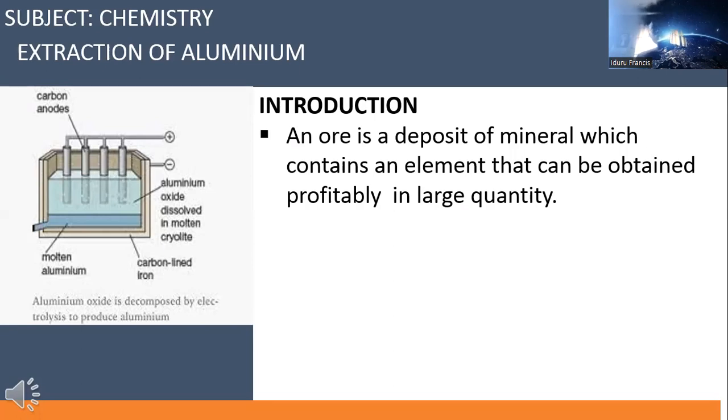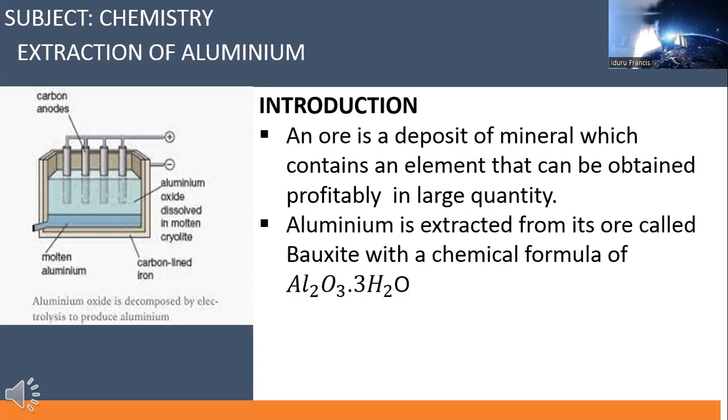If it does not make profit, then such an ore is not worthy of any investment, because if a substantial amount of money is invested with the ore, what it means is that the people will run into a loss. So the ore that is worthy of this for the extraction of aluminum is called bauxite.